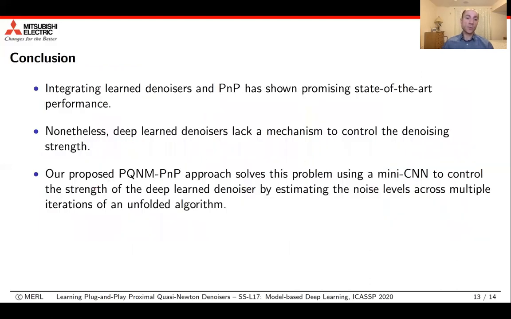So to wrap up, we emphasize that integrating trained denoisers in a plug-and-play approach has shown promising state-of-the-art results. However, there are still issues that need to be addressed. That's specifically with respect to choosing the denoising level. And our proposed approach essentially solves this specific problem by incorporating another mini CNN into the denoiser and training it in an unfolded structure.